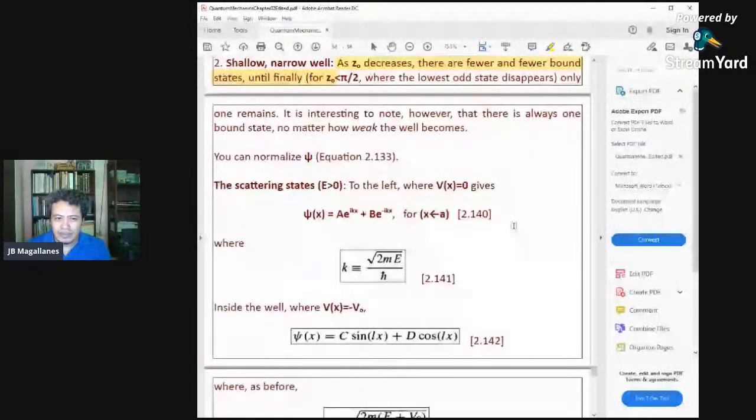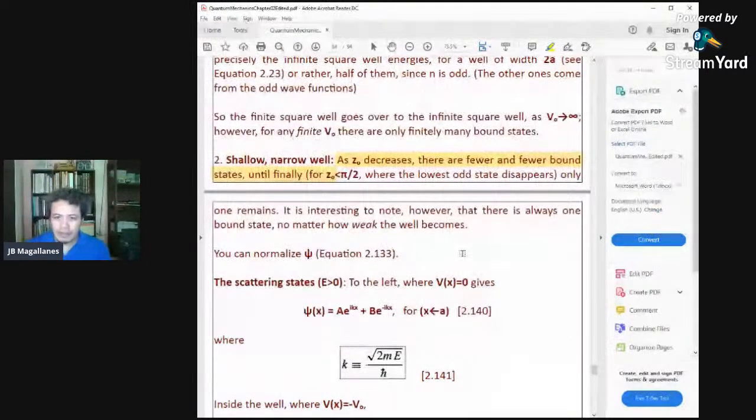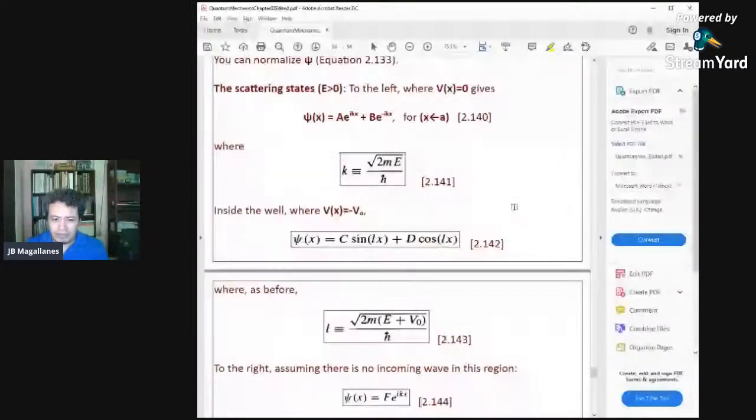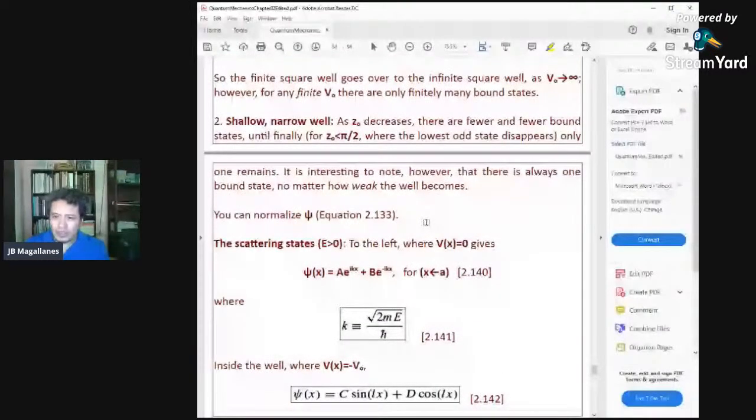For a narrow well, it's hard to illustrate, but maybe I could draw this in the next meeting. Anyway, what's important is that there is always one bound state, no matter how narrow the well is. There's one bound state that's left. That will always be left, no matter how narrow the well is.